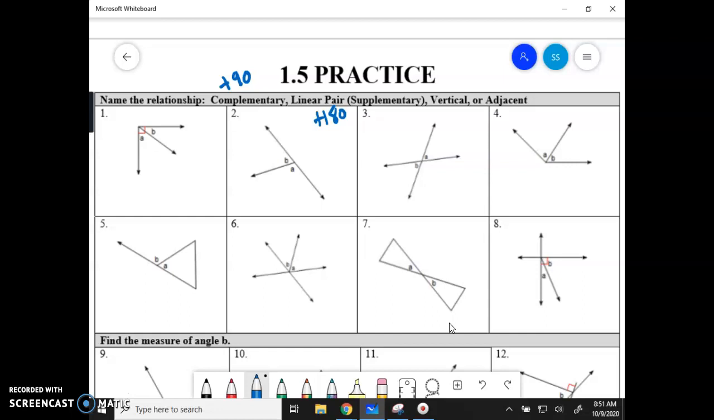There's nothing significant about them. They don't add up to anything. But they're just next to each other. That's adjacent. And let's see, vertical angles. So number 3 would be a good example of that. It is made up of two opposite rays. Ray going this way, ray going that way. These would be vertical angles, making these two angles congruent.